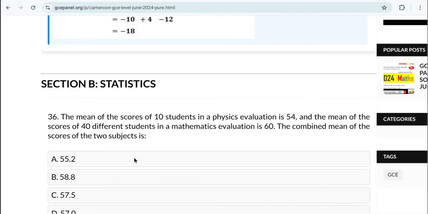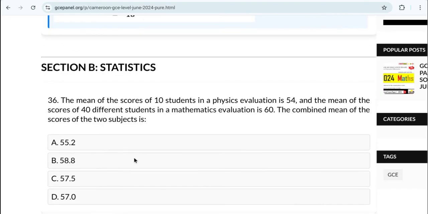The combined mean of the scores of the two subjects is... Every year the same thing. So this is not a new thing, right? How do we get the combined mean? Combined mean is equal to the combined total divided by the total number of scores for the two.